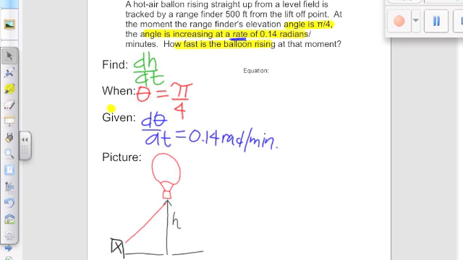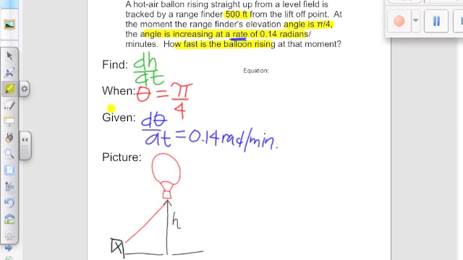Okay, so now I have to figure out what equation I need to use. So I have a theta, I have a triangle. I know it has to be one of the trig equations, but now I have to take a look at what this is saying. So I didn't finish labeling my picture. There's another number in here that is important in our problem, which is this word 500 feet. The rangefinder is 500 feet from liftoff.